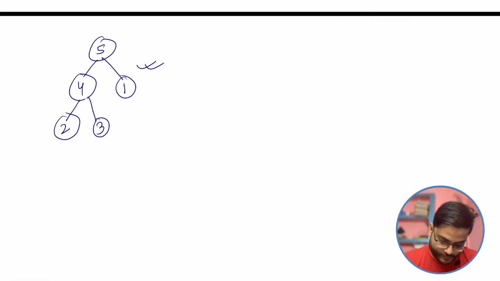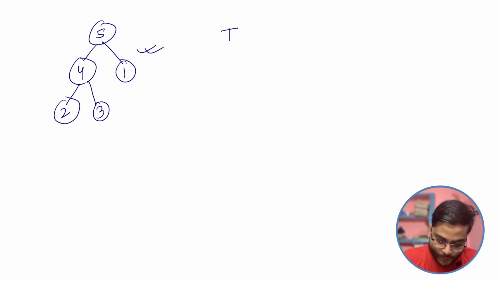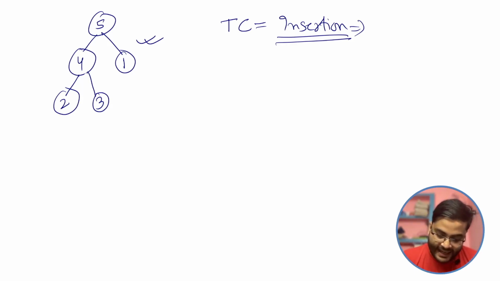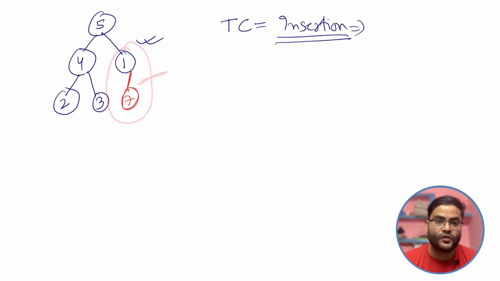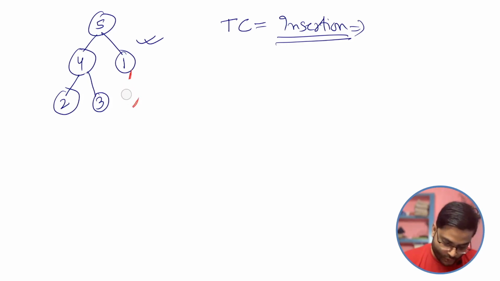Okay, now what will be the time complexity of insertion? So let's say I want to insert 7. What I will do, I will insert at the last index. So I will insert 7 here. Now what will happen? 1 is less than 7, so it does not follow the properties of max heap. So I will swap them. So this will be 7 and this will be 1.